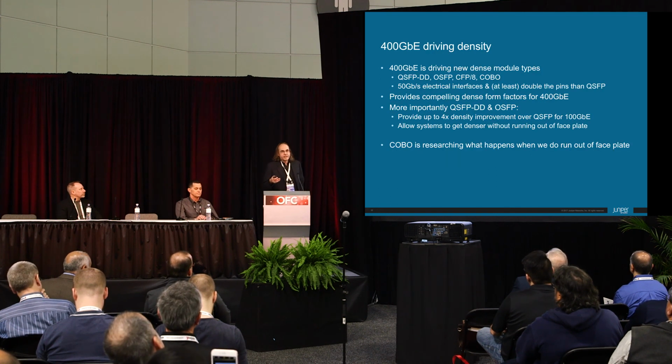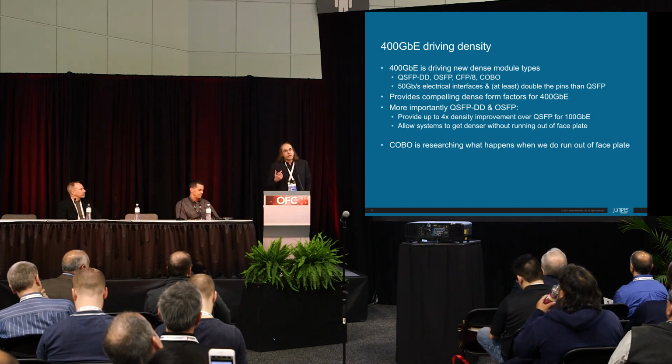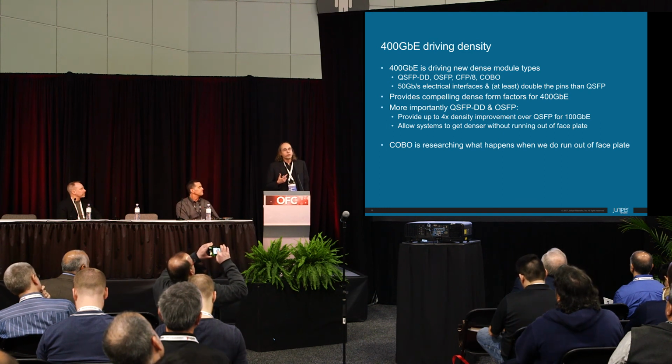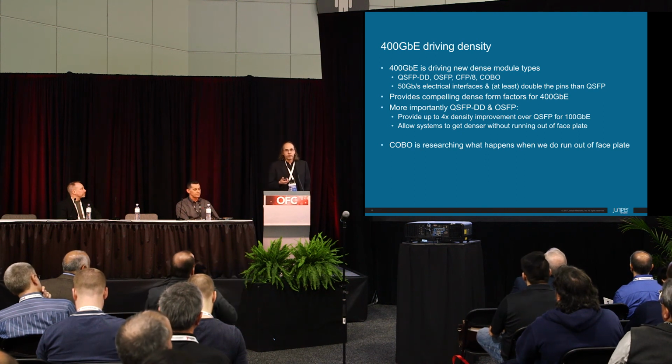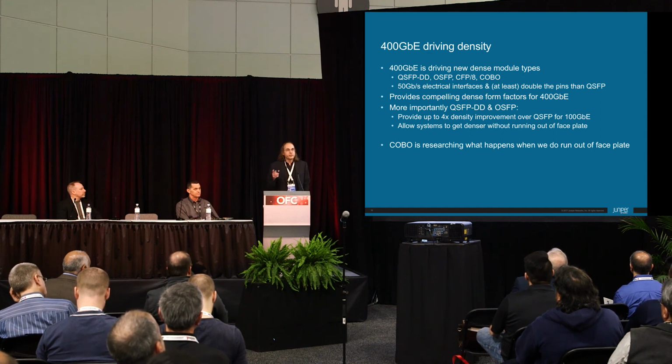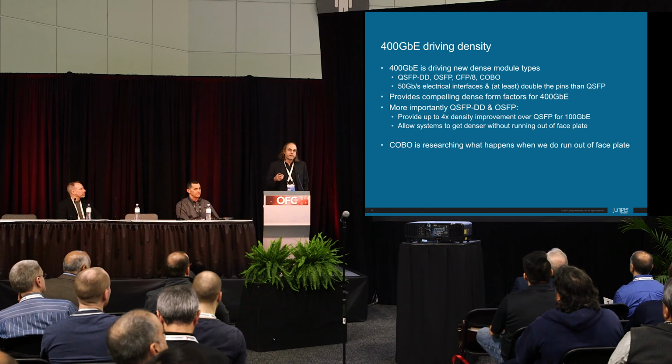400 gig is driving density. And so Mark showed the new module types that are available. You need to have a module that can take in 400 gigabits per second. Well, one of the other things you can do with that, besides providing 400 gig E, is you can provide two 200 gig E's and four 100 gig E's. And this very much is going to enable the next two generations of roadmap for dense 100 gig.